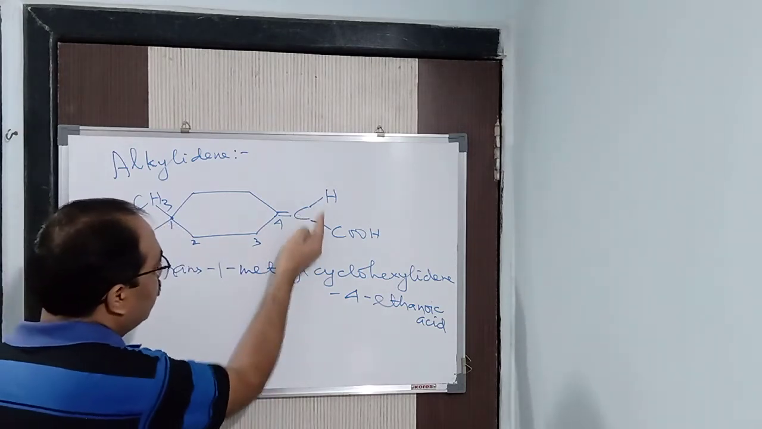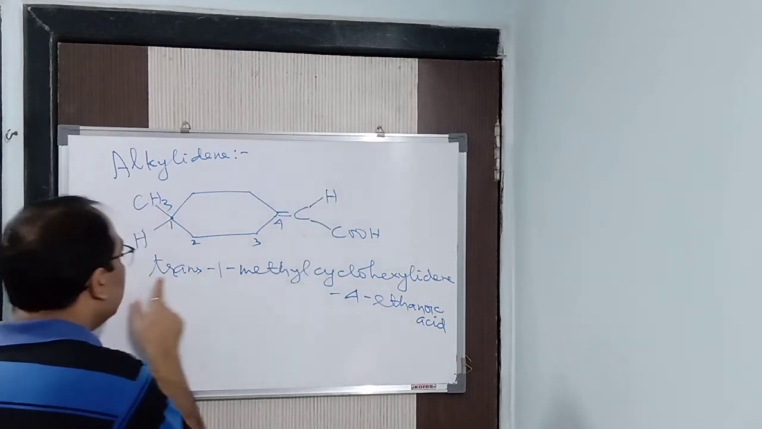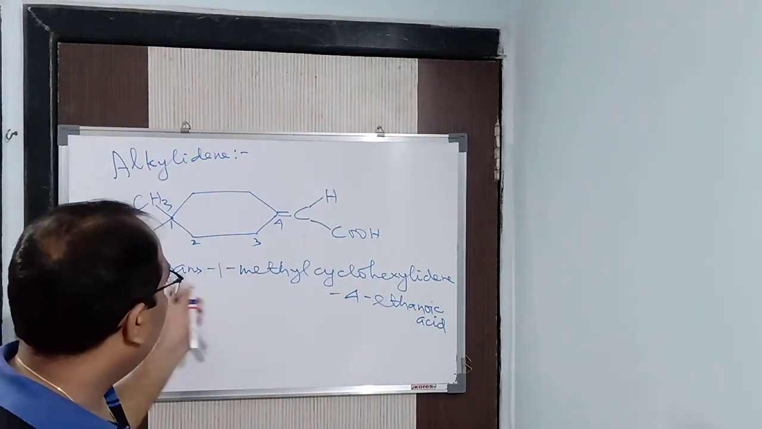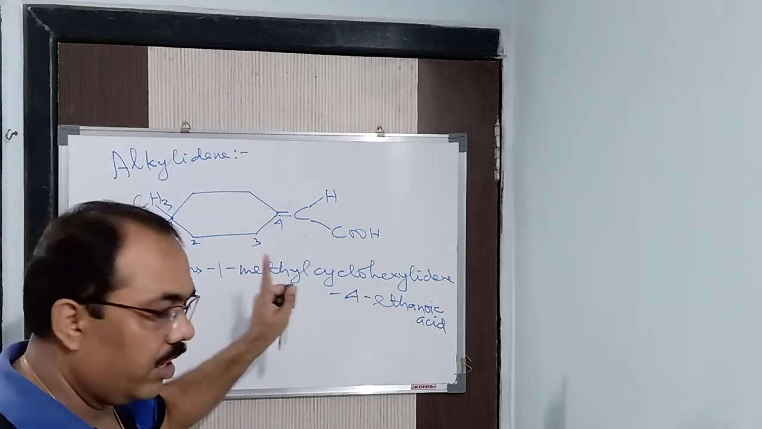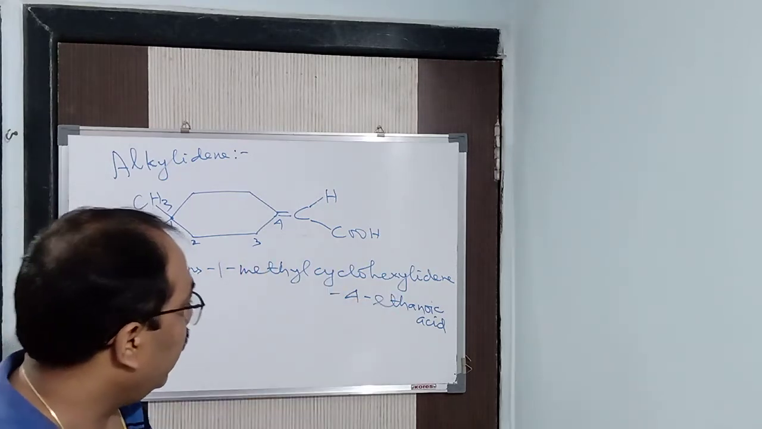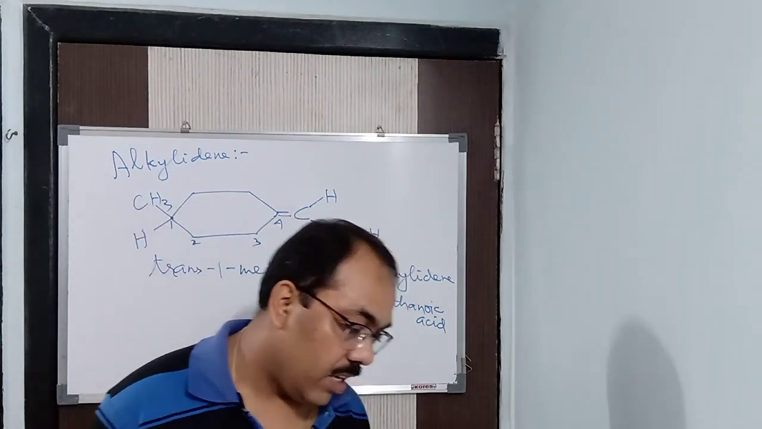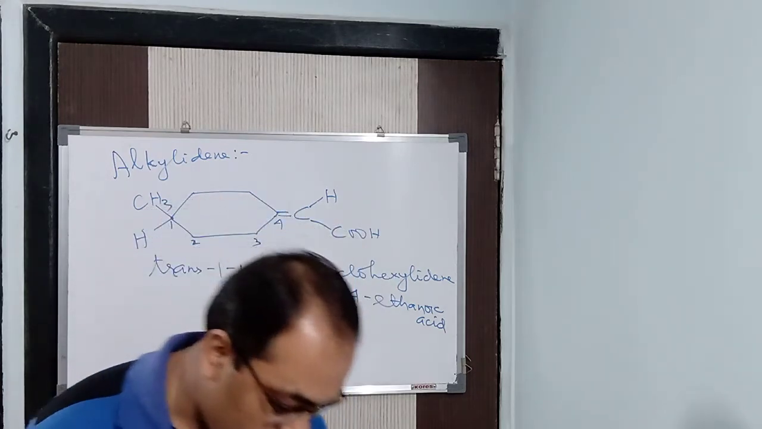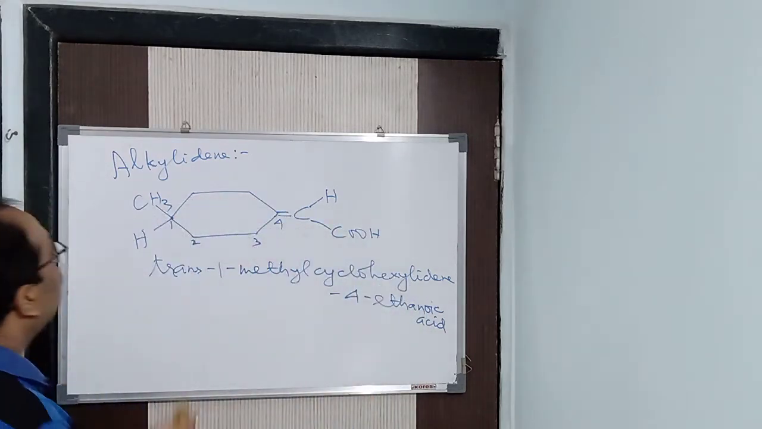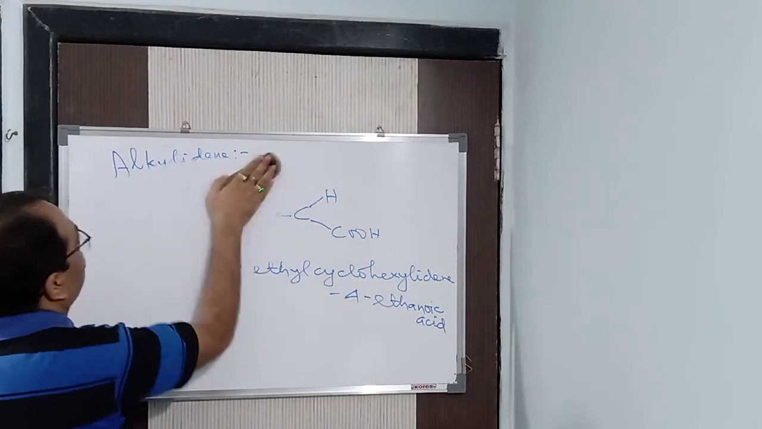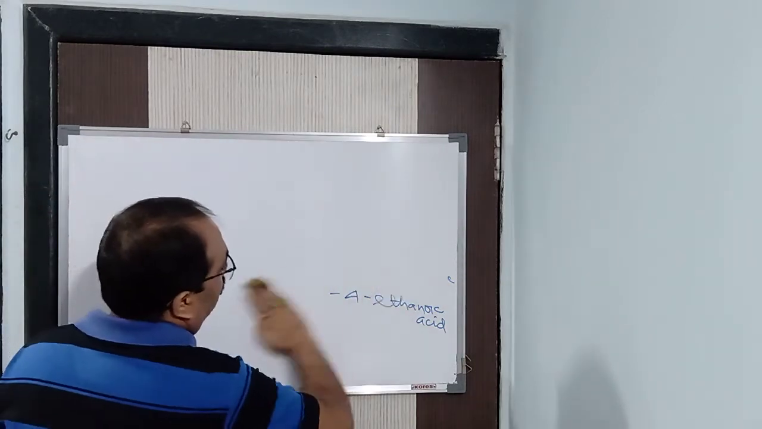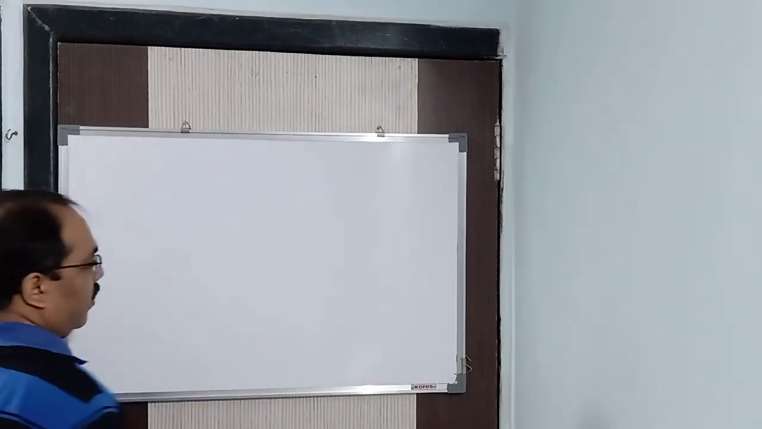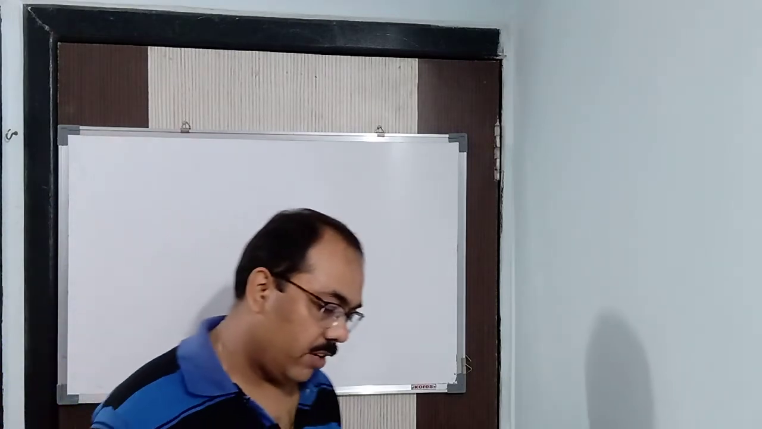Suppose H comes here and COOH goes there, then what will it be? Cis. Cis-1-methylcyclohexylidene-4-ethanoic acid. The 1 is not required, but I have written it. That is how to name it; that is how the alkylidene group can be used. Fine. Now next we are doing isomerism, not the nomenclature. Understood? The isomerism part we are doing.